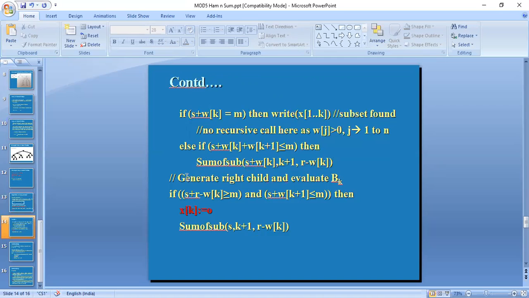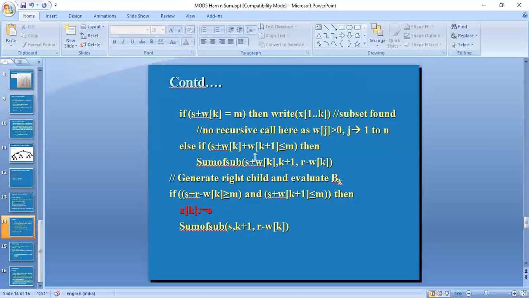Whereas when you generate the right child, you check whether S plus R minus W of K is greater than or equal to M, and whether S plus W of K plus 1 is less than or equal to M. Then you are excluding the item. If it is so, we need to exclude, so your X of K will be 0. So you are calling the sum of subset.